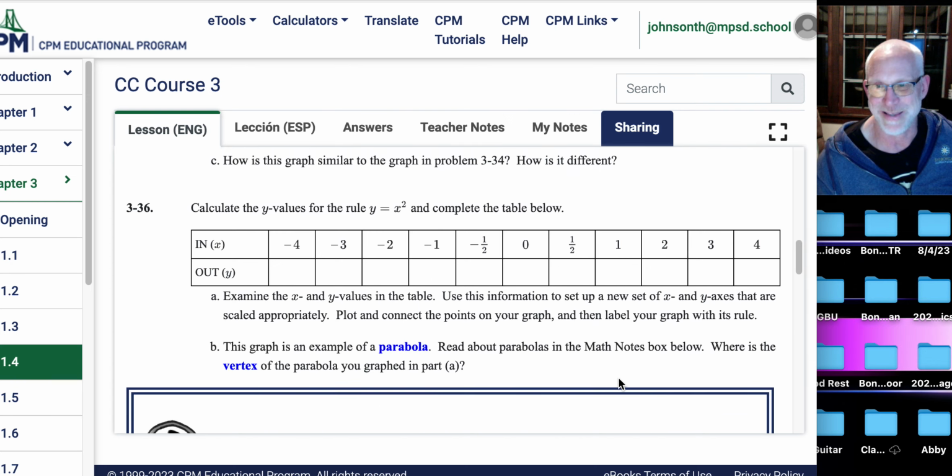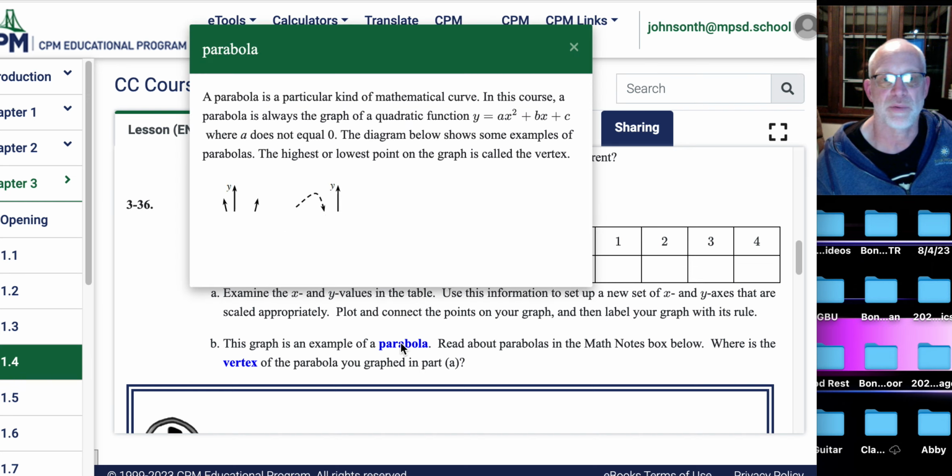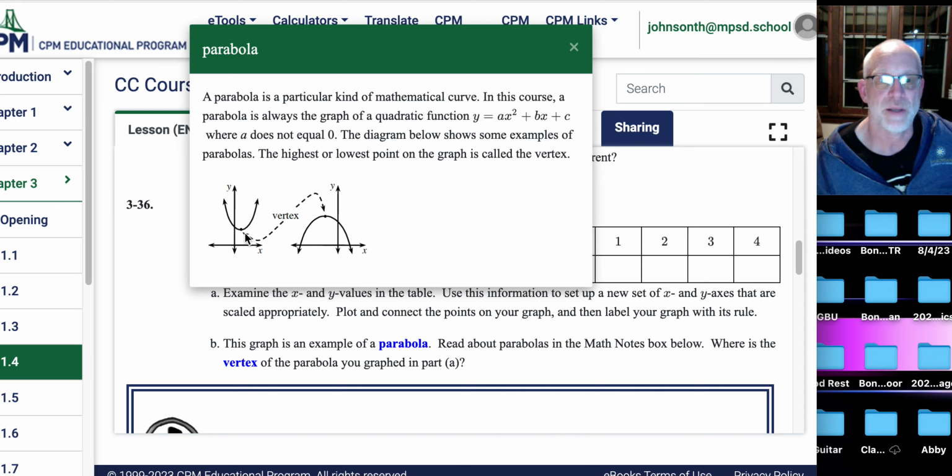Put your numbers in the table, graph that table. Then it says, this graph is an example of a parabola. Read about parabolas in the math notes box. Where is the vertex of the parabola? The vertex is the lowest point or the highest point. And I'll read it for you.